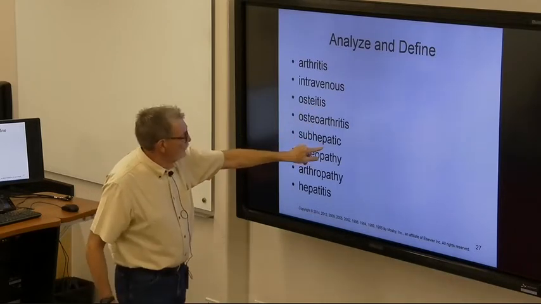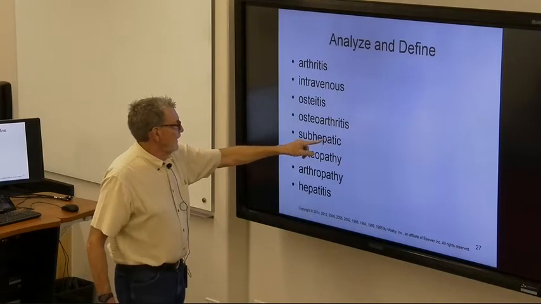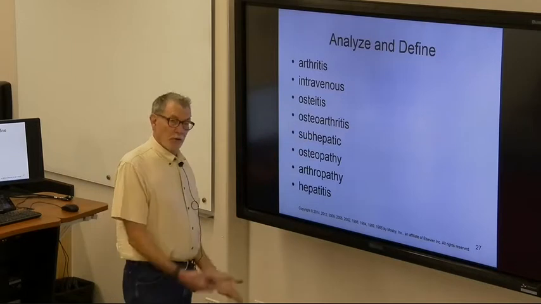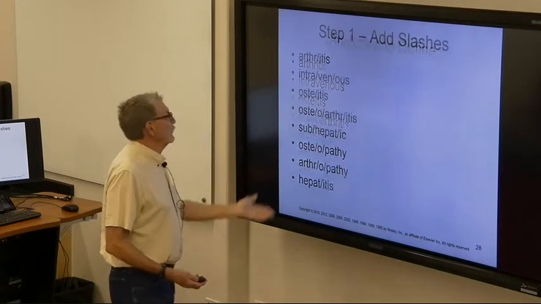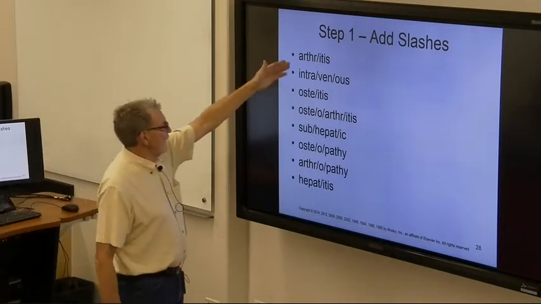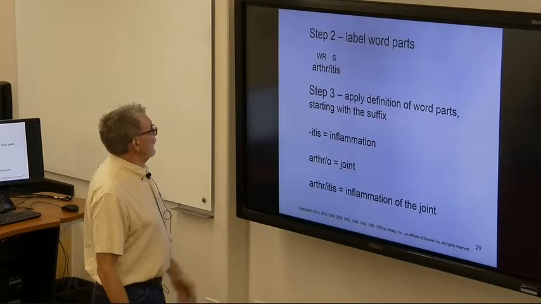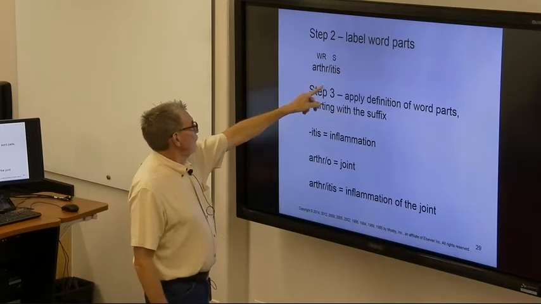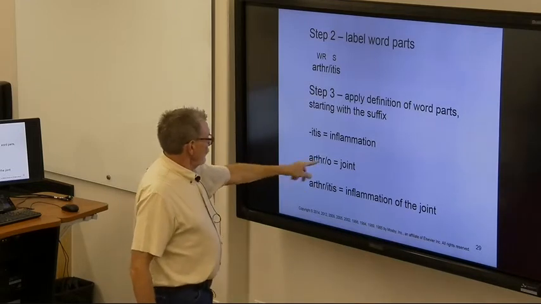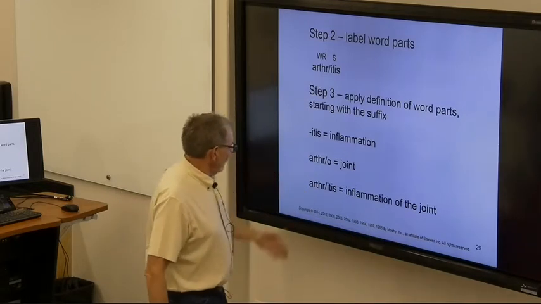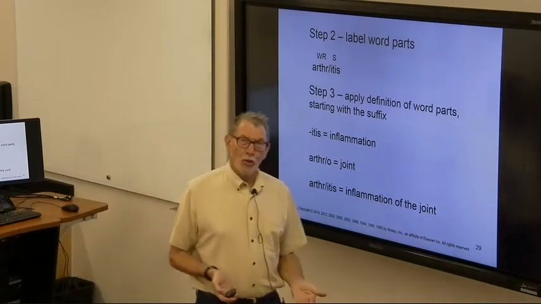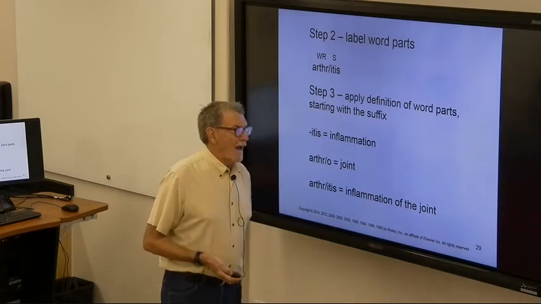Subhepatic, pertaining to, ic, suffix. Hepat, liver, sub, under, pertaining to something that's under the liver. And so forth. So here's the way they're actually being done. You put the slash in there, and then you say what it is. Define what it is. Word root, suffix. Okay? Arthr, joint, itis, inflammation, inflammation of the joint. So you can see how that goes. It's cumbersome at first, but it will get you on the right track.